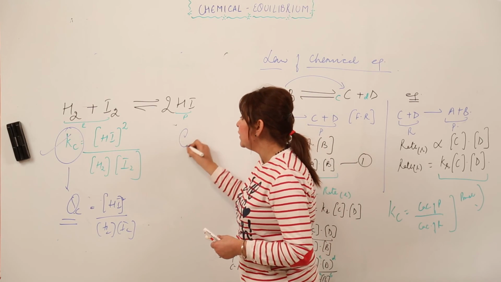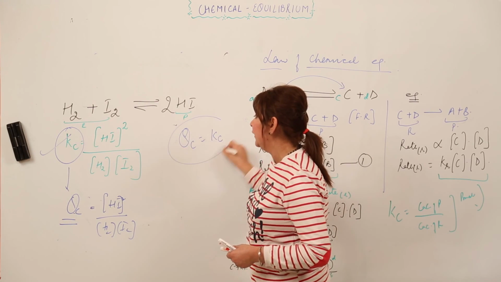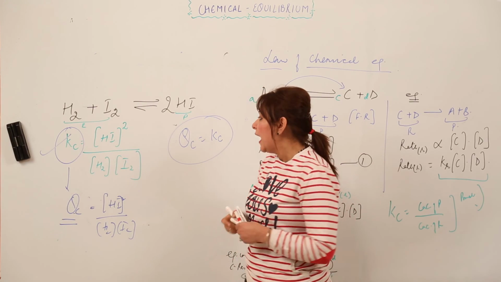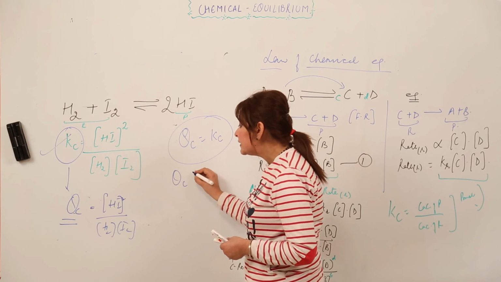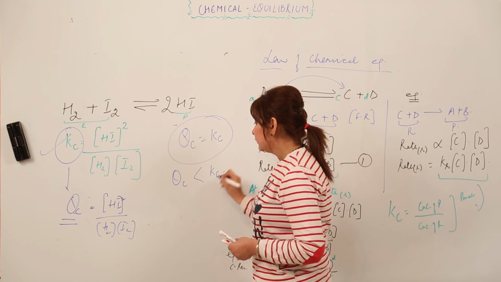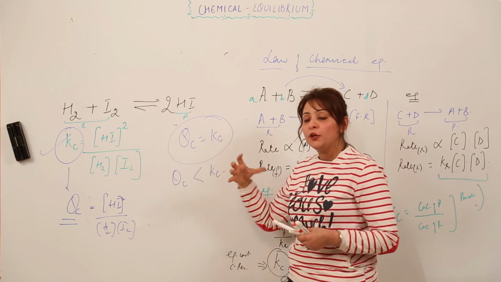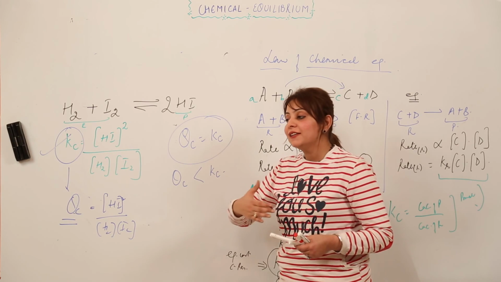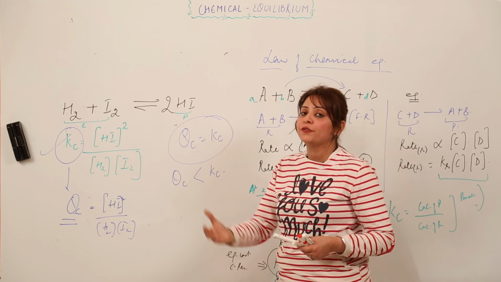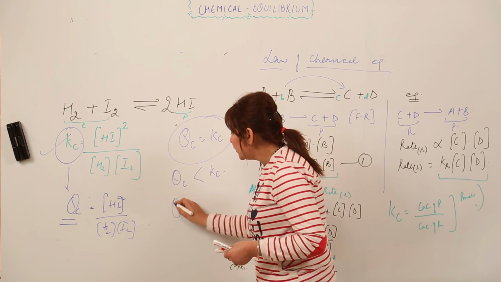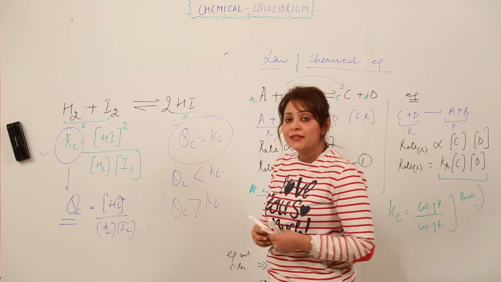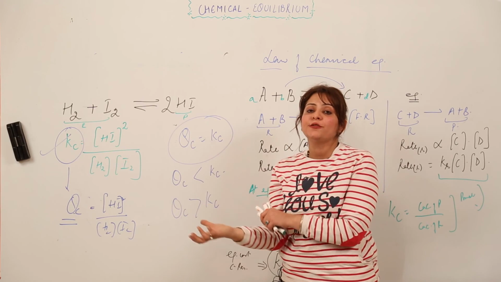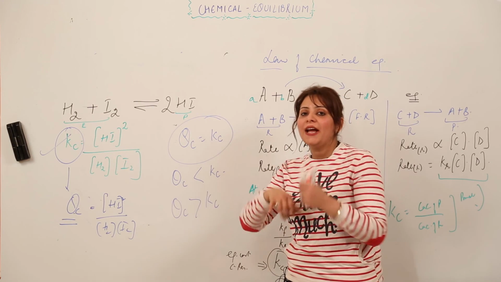And if this Qc value comes out to be equal to this Kc value, that means the reaction has achieved a stage of equilibrium, right. And if this Qc value is less than the Kc value, that means the equilibrium hasn't been achieved yet. The reaction will take place in the forward direction, and the stage of equilibrium is yet to be achieved, right. And if this Qc is greater than Kc, this indicates that the reaction will now take place in the backward direction because it has just crossed the stage of equilibrium. That means in this case, the backward reaction is going to be favored.